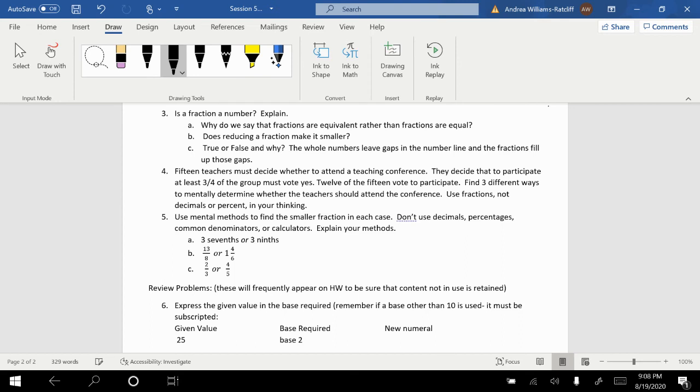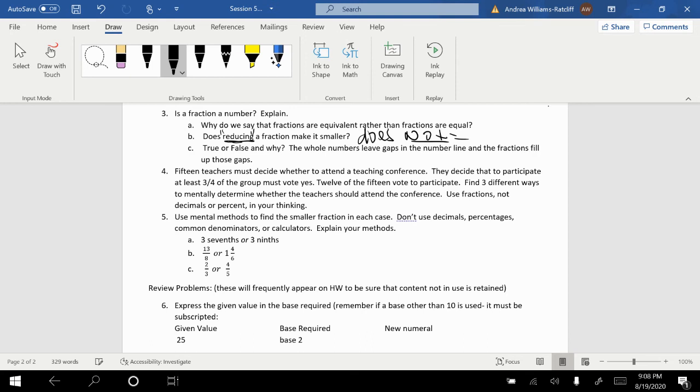So does reducing a fraction make it smaller? No, it does not. Its worth remains the same. When we hear the word reducing, and I really hate this word, it's one of the ones that's part of my goal to eliminate from math. We're not reducing, we're not making the fraction smaller. We are removing common factors. So we're writing it in simplest form.